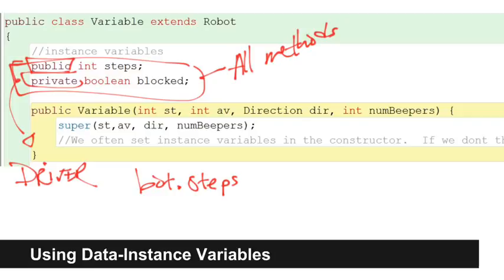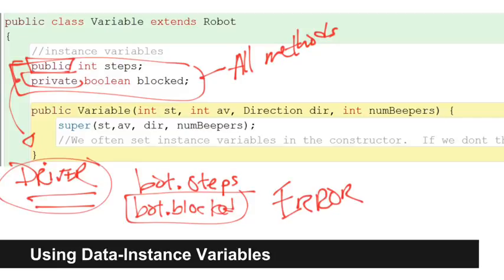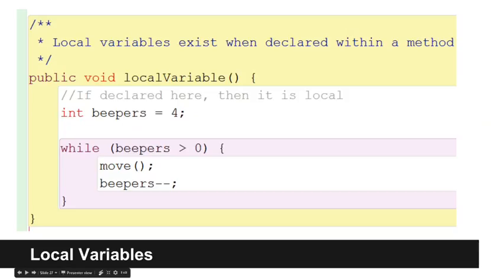If you tried to do bot.blocked, what you would find is this would kick an error. So it would not compile. It would basically tell you don't have access to that private variable. But that's only in the driver. That's not in the class itself. So everything in this class would still be able to access both of these variables. It's only as you're using it from a client position.